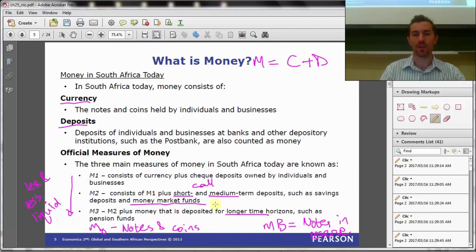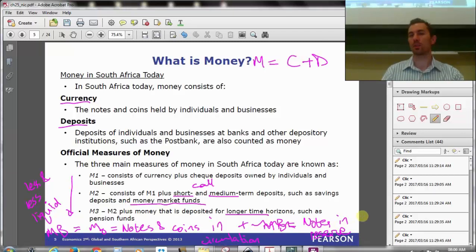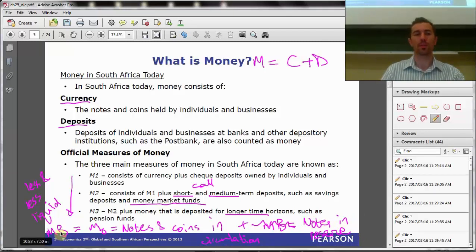And so if I were to rewrite this down here, the monetary base MB is equal to M0, which is equal to the notes and coins in circulation, which means like in your wallet or in a till at the shops, plus notes and coins in reserve. So notes and coins in circulation plus any cash that's held in reserve within the banking system. That's your monetary base M0.